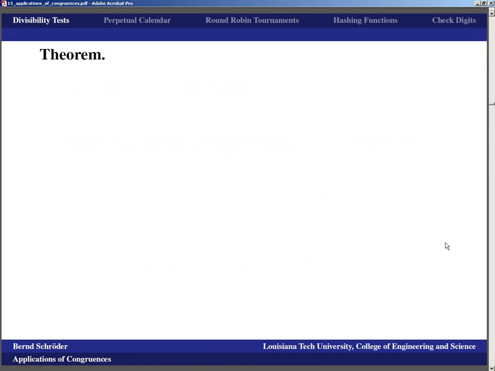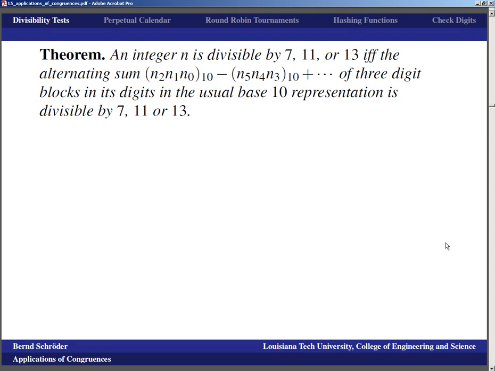How far can we push that if you're looking at divisibility by harder prime numbers like 7, 11, or 13? Okay, we've got something for 11, but we don't have anything for 7 or 13, and certainly I didn't learn divisibility tests for 7 or 13 in school, but apparently that's possible too. So an integer n is divisible by any of these three numbers if and only if the alternating sum of 3-digit blocks in the base 10 notation is divisible by 7, 11, or 13.